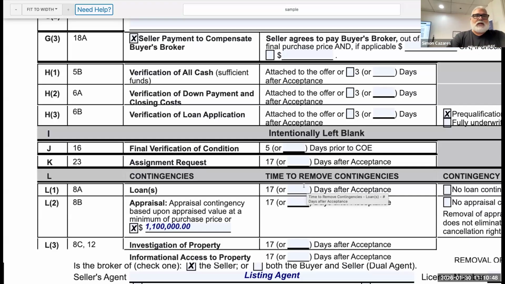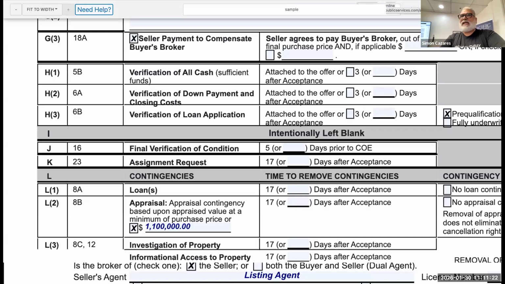Okay. All right. Section H, 1, 2, and 3 go into the verification of financing, right? First is verification of all cash. So it says that within 3 days after acceptance. Does that mean business days or does that mean calendar days? Calendar days, yeah. If it's business days, then that was your answer. But you're right, it says 3 days. So my assumption is that it is 3 calendar days.